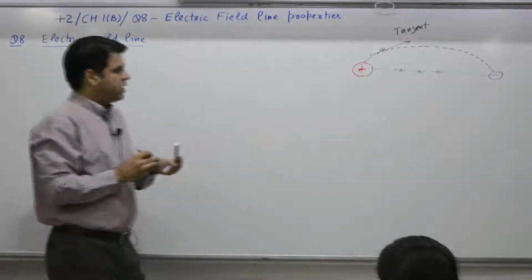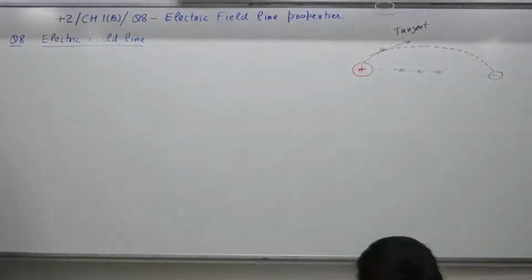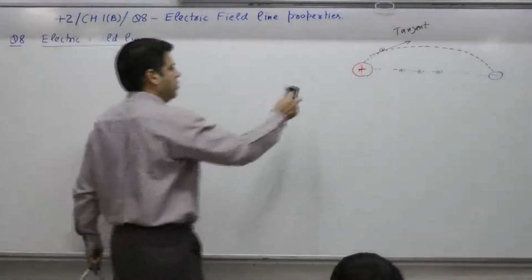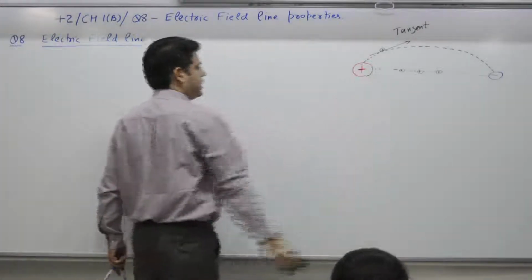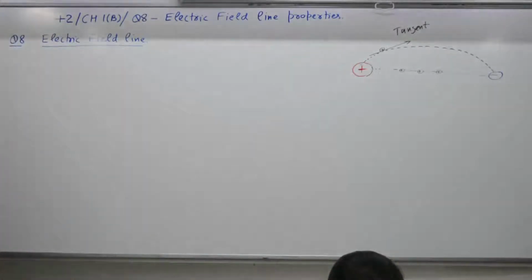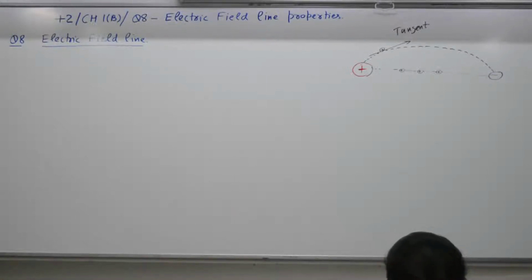Now we define what electric field line is. Electric field line is a curve or a straight line drawn in such a way that the tangent to it at each point is in the direction of the net field at that point.